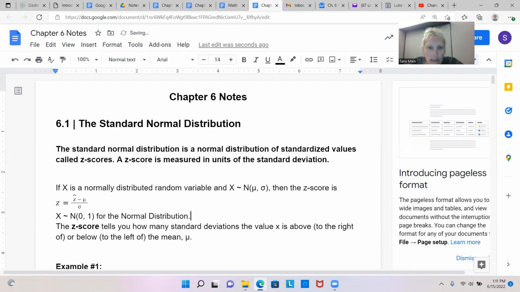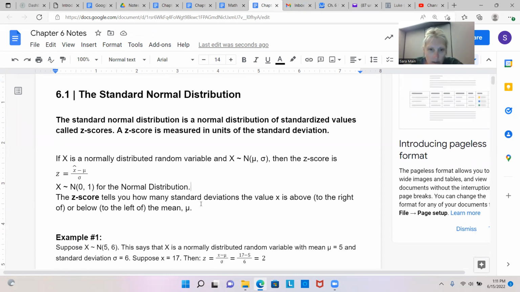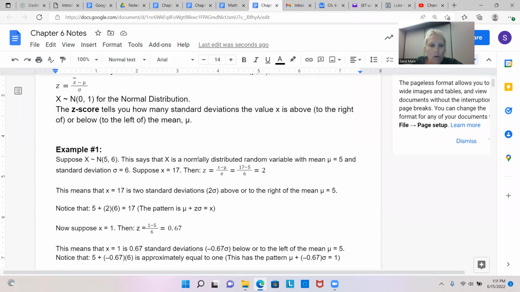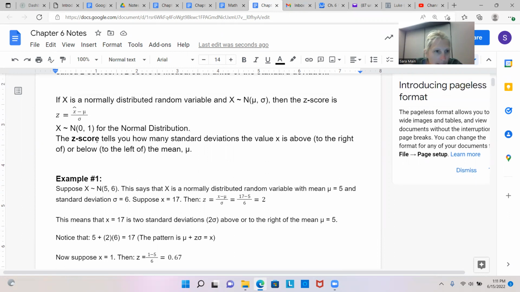In the z-score we learned about back in chapter 3, the z-score tells you how many standard deviations the X value is above, to the right, or below, to the left of the mean. So let's go back to that definition. The z-score is found by taking the X value, subtracting the mean, and dividing by the standard deviation.